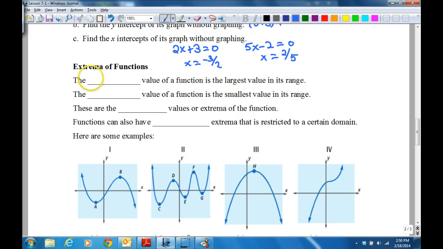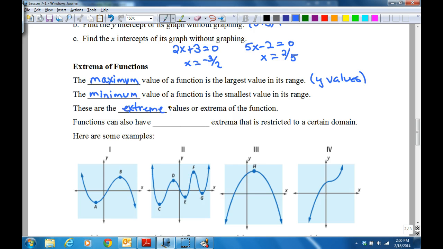The maximum value of a function is its largest value in its range. Range, remember, is y values. The minimum value is the smallest value in its range. These are the extreme values of the function.